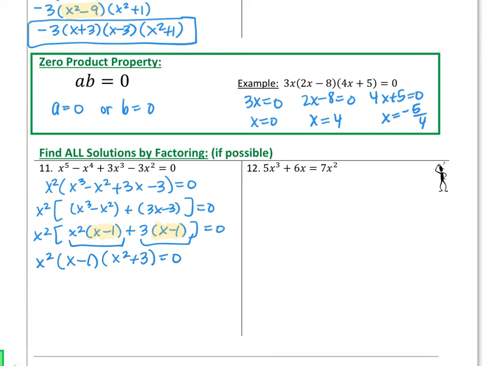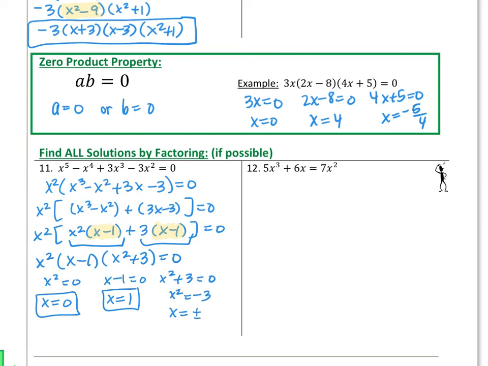So now using my zero product property, I know x squared is equal to 0, x minus 1 is equal to 0, or x squared plus 3 is equal to 0. So here I would take the square root of both sides, so x is 0. Here I'd add 1 to both sides, so x is 1. Here I would subtract the 3 and then take the square root, so now x is equal to plus or minus i square root of 3. Because remember, if you have a negative and you're taking the square root, you got to take that i out.